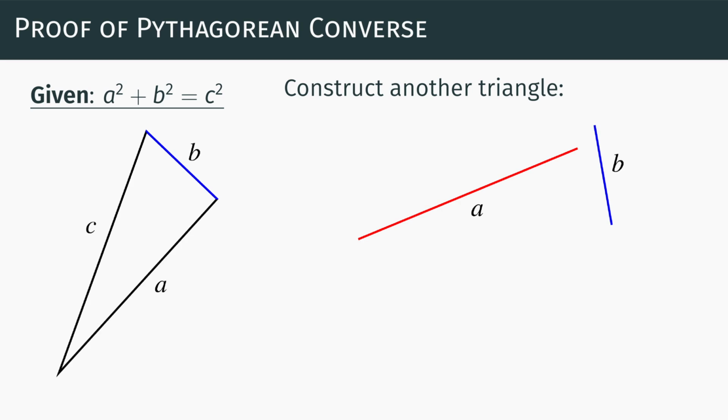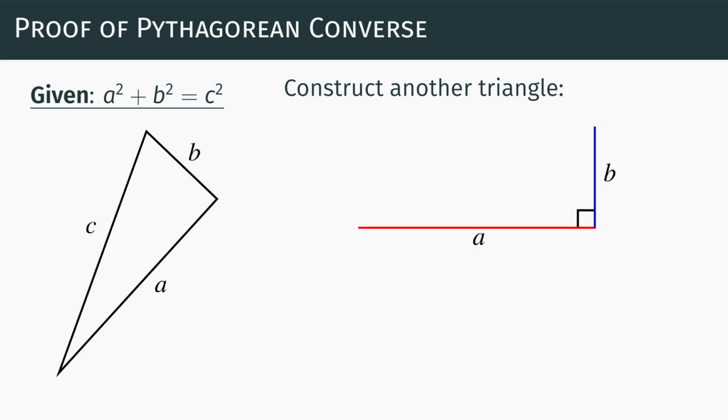Now, what can we do with them? Well, we can really do anything we want with them. So let's put them together at a right angle. Now we've got our two line segments connected together at a right angle, a and b matching the sides from that original triangle. Well, there's nothing stopping us from drawing in a third side and making a triangle. So let's draw on that side and call that side x.